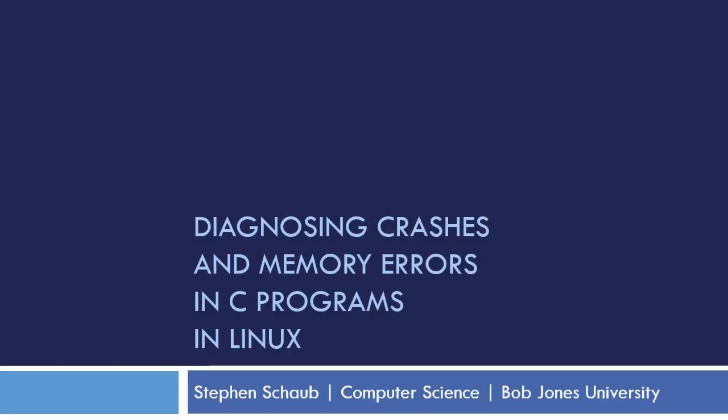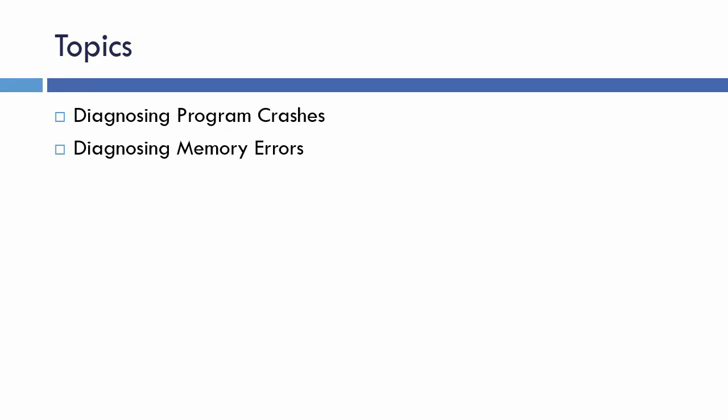Welcome to this presentation on diagnosing crashes and memory errors in C programs in Linux. In this presentation, I'm going to talk about how you figure out where your program crashed and perhaps a little bit about why it crashed, and also how to find out about certain kinds of memory errors, buffer overruns, memory leaks in your program. This is a presentation for beginning C programmers in Linux.